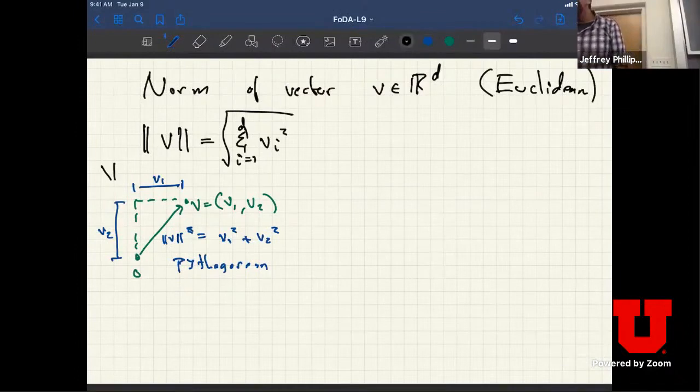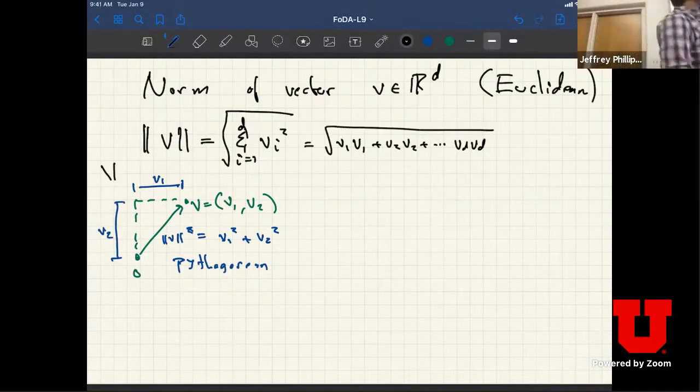Okay, so you can also think of this as V1 times V1 plus V2 times V2 plus VD times VD, right? And we take the square root of these things. The first two is just what I've shown here, the V1 and V2, but then you can keep adding more and more of these terms on if you're in higher dimensions, and this still gives you the distance.